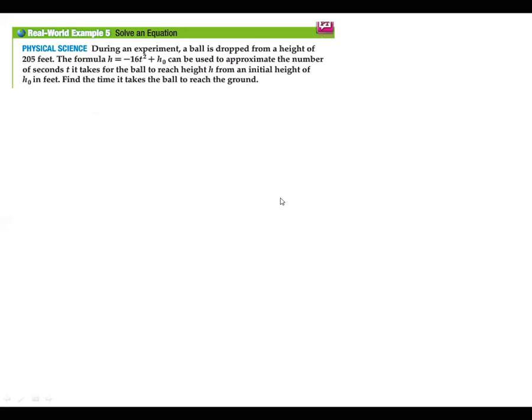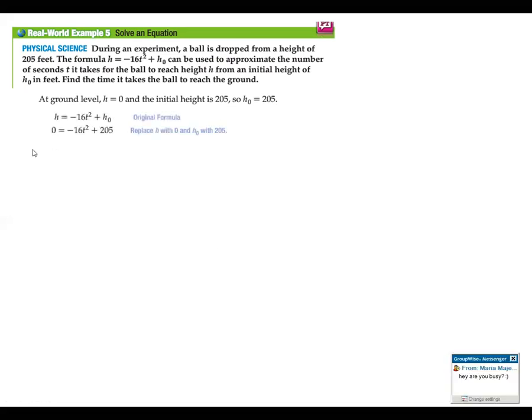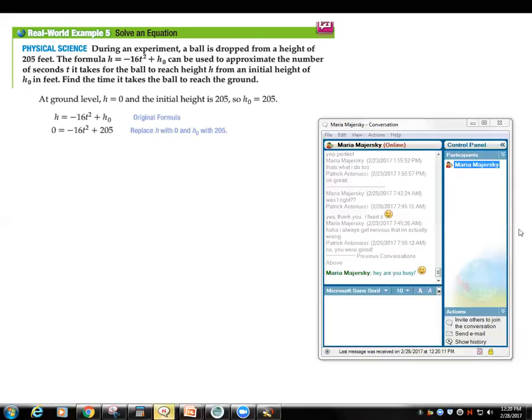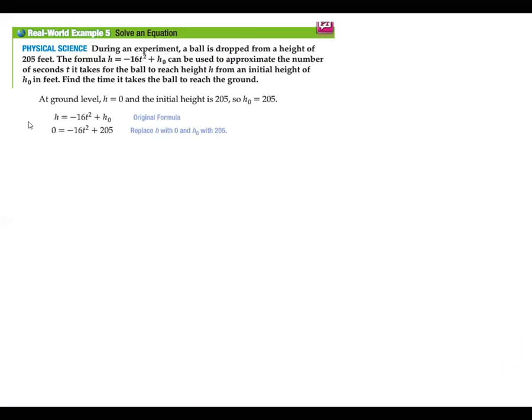Okay? All right, so find the time it takes the ball to reach the ground. So at ground level, the height's going to be 0, and the initial height is 205 feet, so h naught is 205. So you have your original formula. Plug in 0 for h and 205 for h naught. Okay? Because the height you want to figure out is at 0 and the initial height is 205.